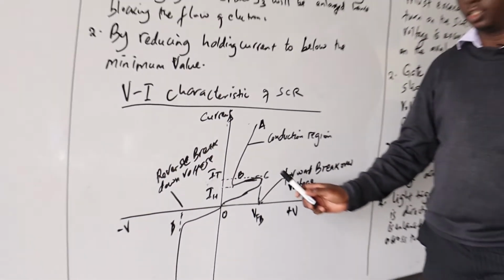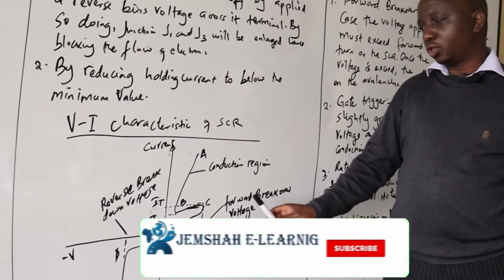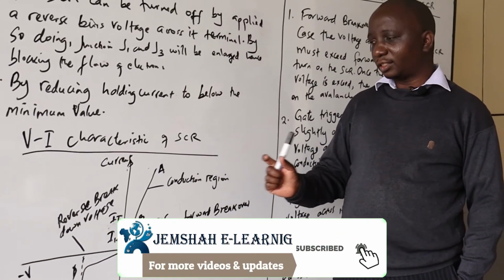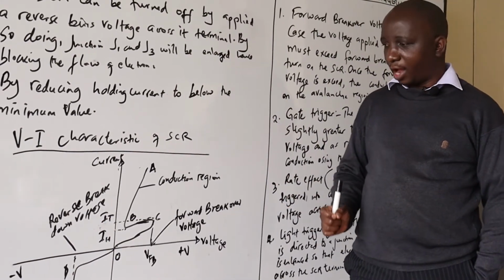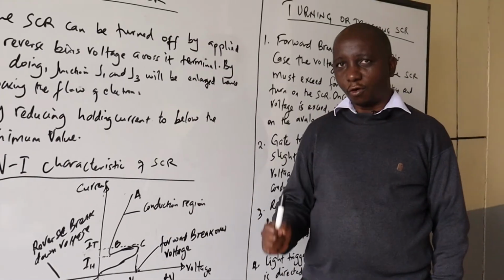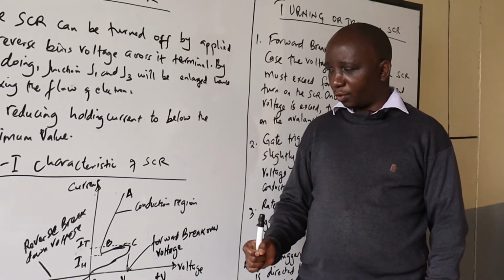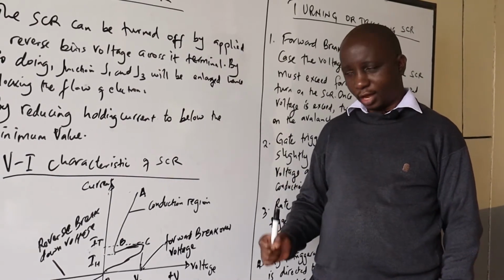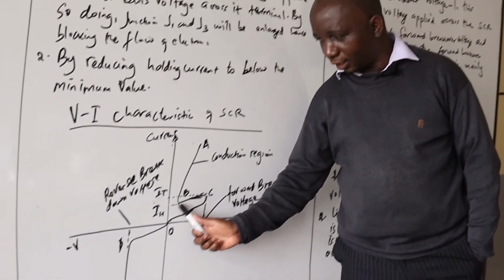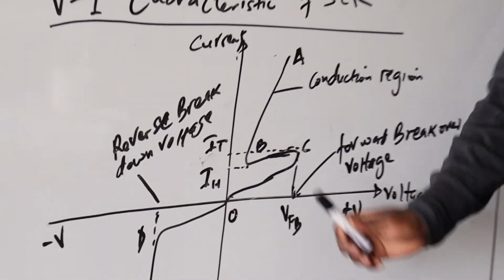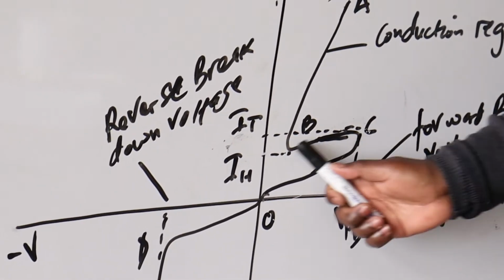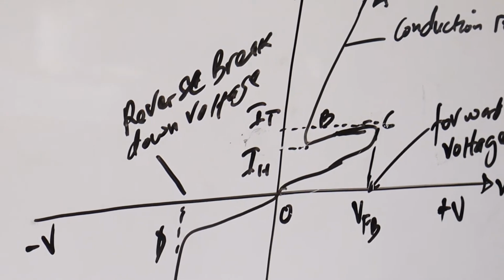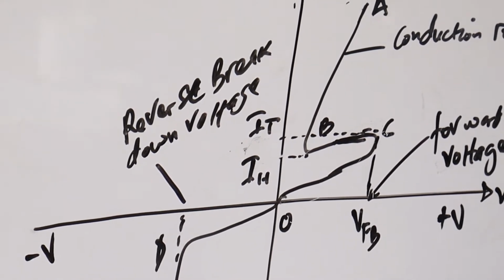Once the SCR turns on, then we are going to look at to see that the resistance across the junctions reduces, and therefore the current now falls. So once it turns on, the current falls, and you maintain the minimum current, which we refer to as the holding current. That holding current is slightly below the turn-on current. IT is the turn-on current, and holding current is the minimum current required for the SCR to remain conducting.